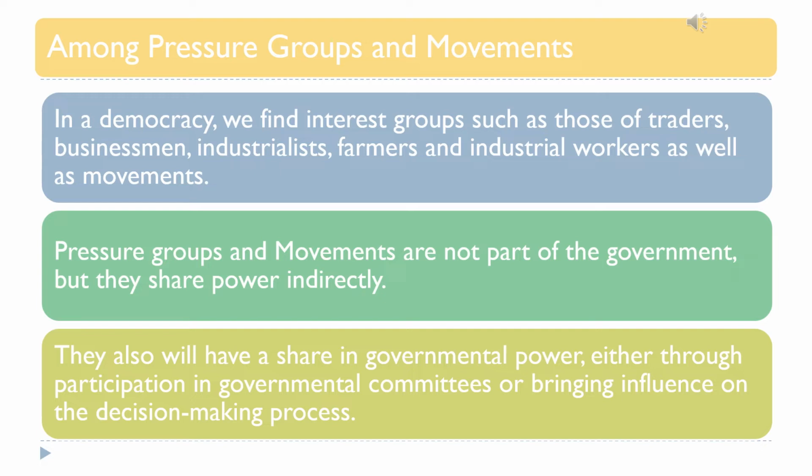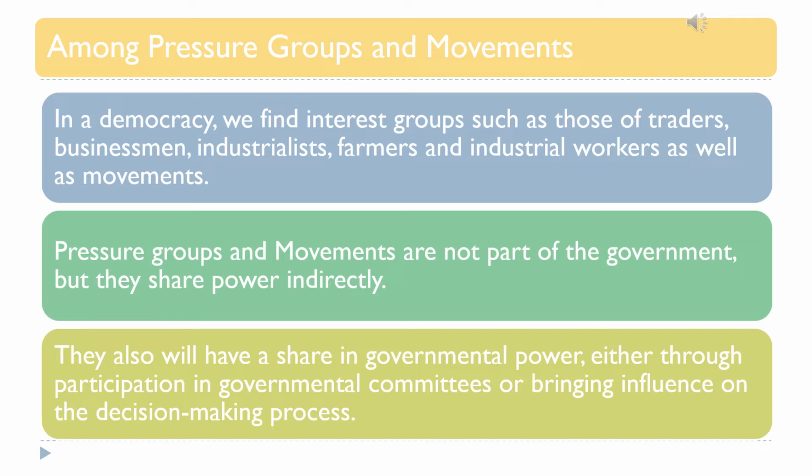Now, the next form of power sharing is among pressure groups and movements. It's very important to understand pressure groups and movements. First, let's talk about pressure groups. So, pressure groups are organizations. They are organized. They are organizations who are not part of the government, but they pressurize the government to take decisions in their favor.